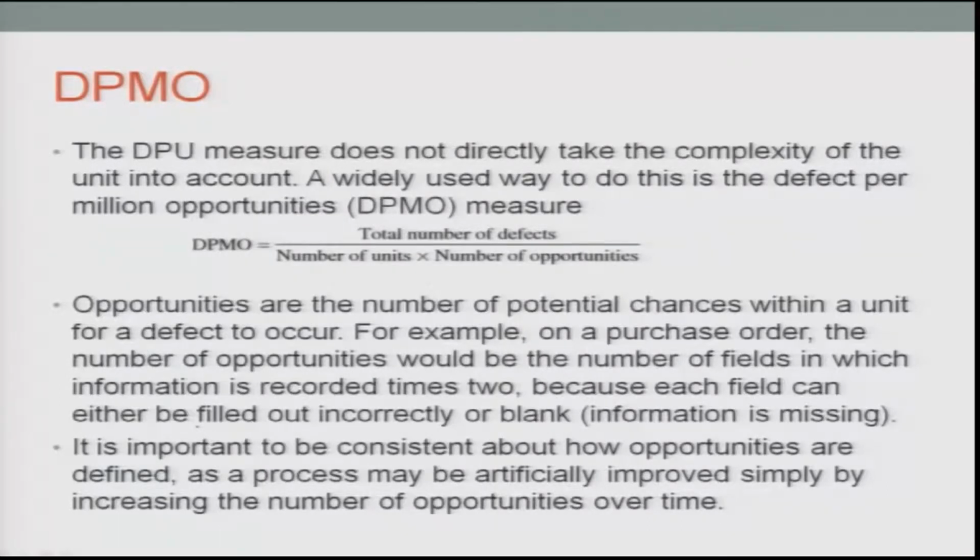Opportunities are the number of potential chances within a unit for a defect to occur. For example, on a purchase order, the number of opportunities would be the number of fields in which information is recorded. There can be different types of measurements taken, because each field can either be filled correctly, filled incorrectly, or left blank. It is important to be consistent about how opportunities are defined in a process, as they may be artificially improved simply by increasing the number of opportunities over time.